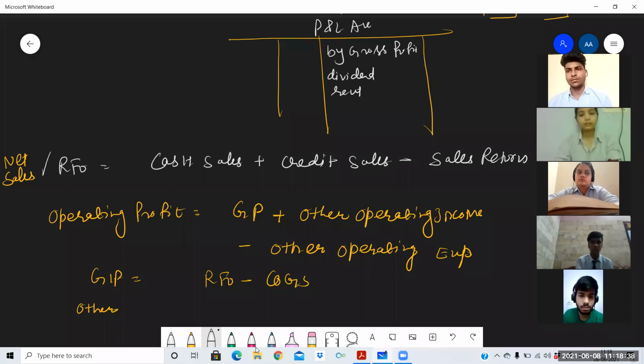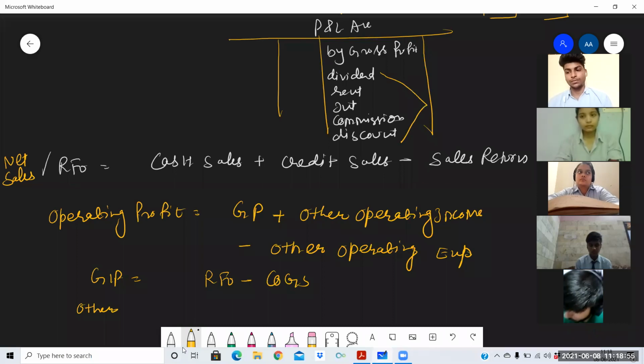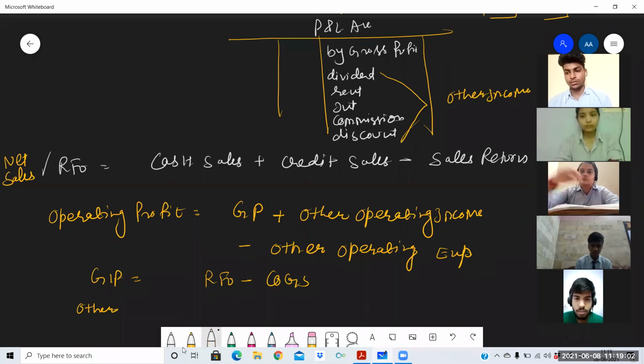rent received, interest received, and commission received, and discount received. All these 5 heads are known as other income. And other income is further divided in 2 parts. Other operating income, other operating income.